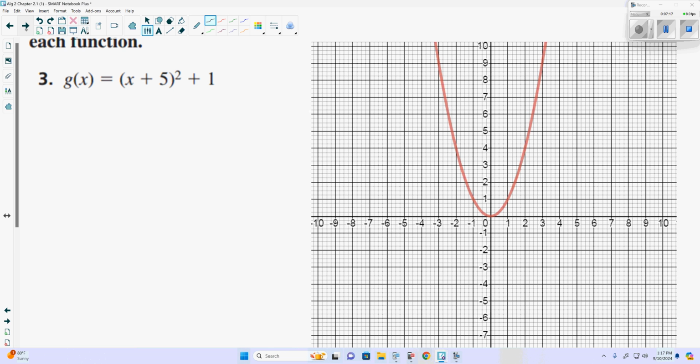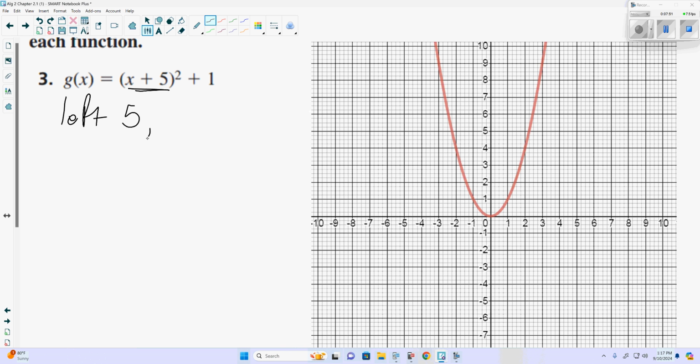g of x equals (x plus 5) squared plus 1. We have 2 transformations, yes? Which one do we want to look at first? So inside the parentheses, the x plus 5. The 5 being added to x tells us it's going to move the graph to the left or to the right. 5, and it would indeed be to the left, because plus 5 means left 5, opposite of what we think.